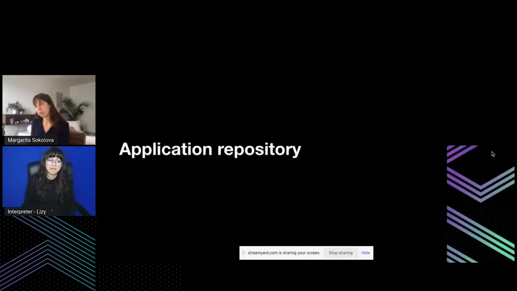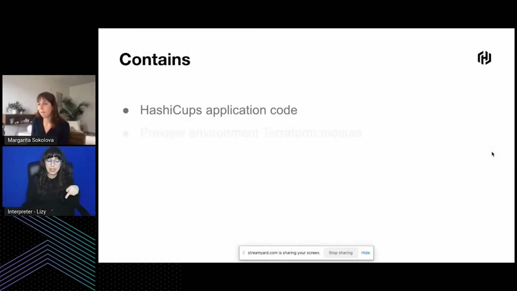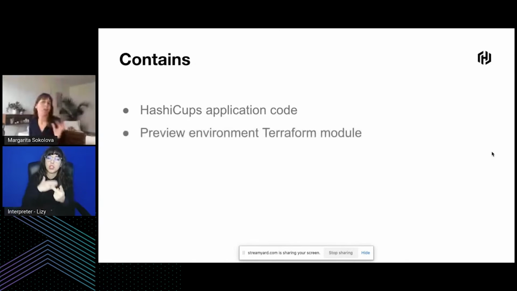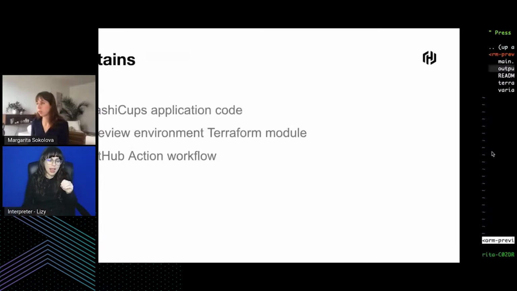And now to jump into my application repository. So as mentioned before, this contains my HashiCorp's application code, which I won't be reviewing in detail. The preview environment Terraform module defines all of the resources that are needed for every individual preview environment that will be deployed. And it also has the code for my GitHub Action workflow. So I'll be reviewing these in a little bit more detail, but I'm just going to kick off one of the workflows and go through it while we wait for that to finish.